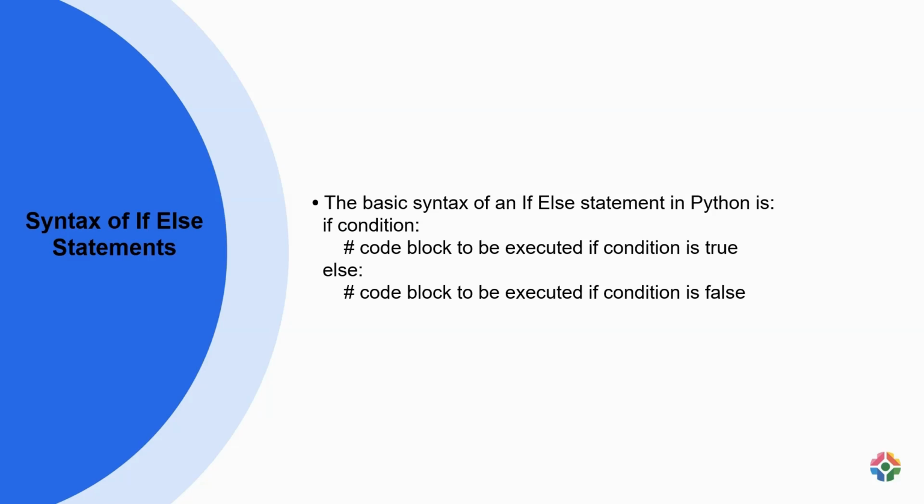For instance, if a program needs to check if a student's score is greater than or equal to 60, it can use an if-else statement with a condition checking for this criterion. If the score meets the condition, the program can display pass, and if not, it can display fail. This provides a structured way to control program flow based on specific conditions.